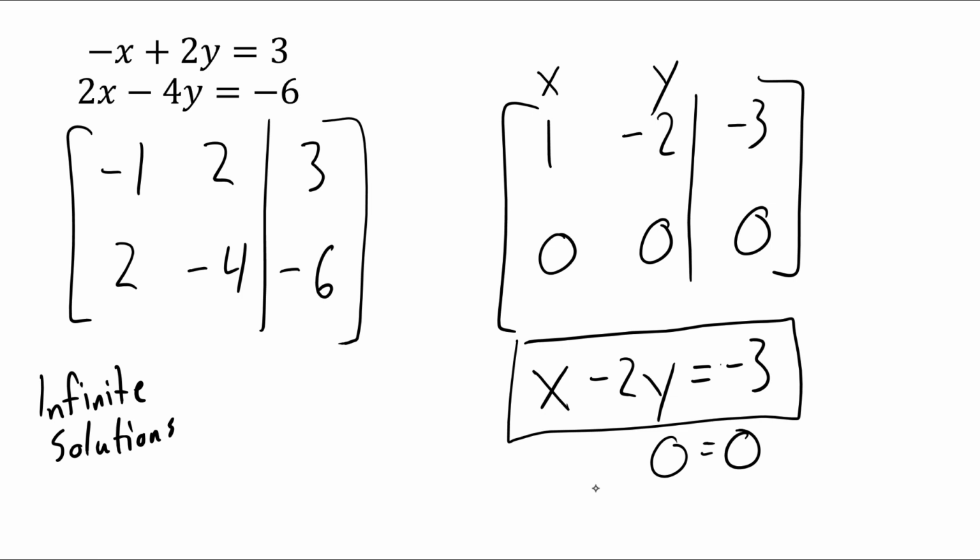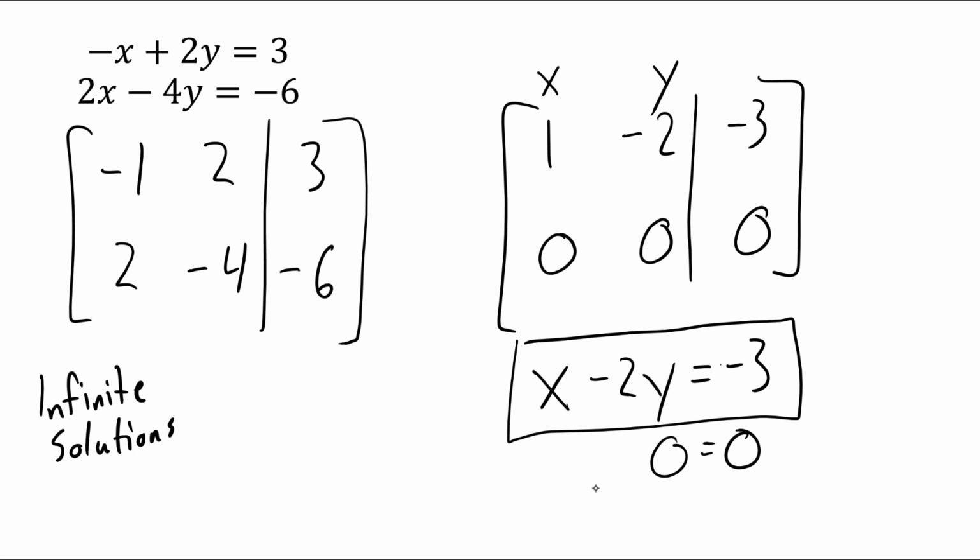So our first type of solution was one solution where the two lines cross at a single point. This one is infinite solutions. And the way we're going to write our answer for this is by finding what's called the general solution. So the general solution is we're going to solve for our variable in terms of another variable.